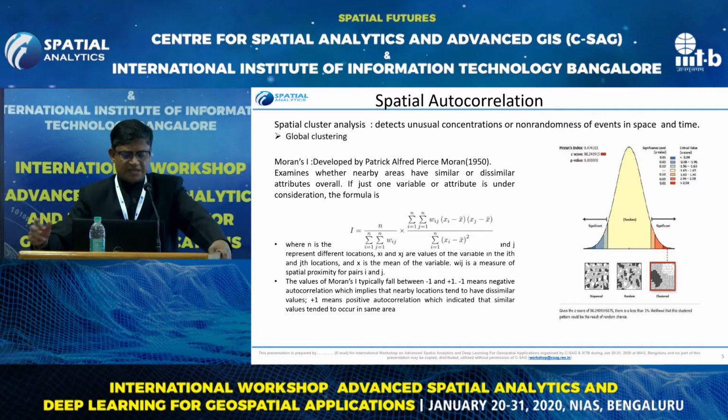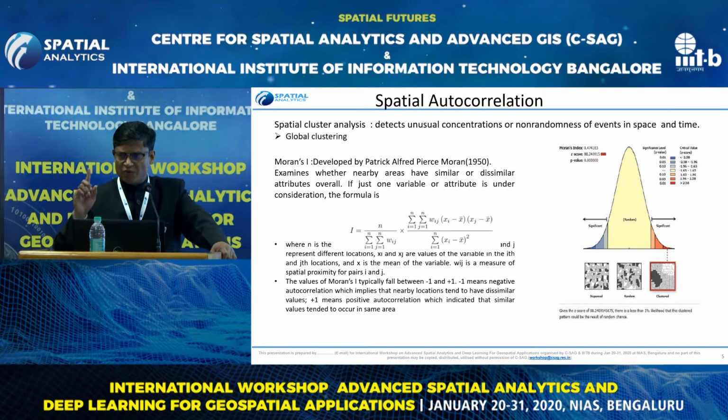There are two methods, as I have said. The first is global clustering, which is determined by Moran's I, developed by Patrick Alfred Pierce Moran in 1950. It examines whether nearby areas have similar or dissimilar attributes overall.